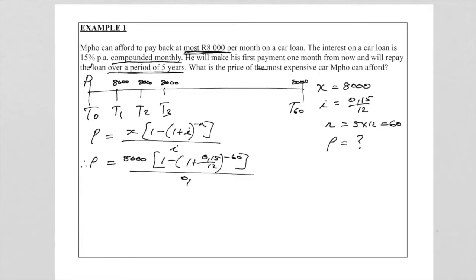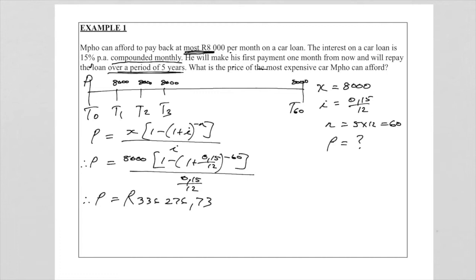And then 0.15 over 12. And we now need to put this onto our calculator. The whole thing, like I said before, put it in a bracket. Please exercise this, so that you don't make mistakes in the exams. And I hope you agree with my answer. And that is 336,276.73. So the most expensive car he can buy, if you don't want to spend more than 8,000 Rand per month, is 336,276.73.